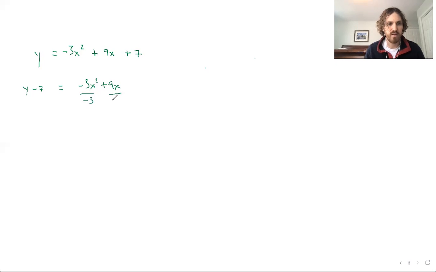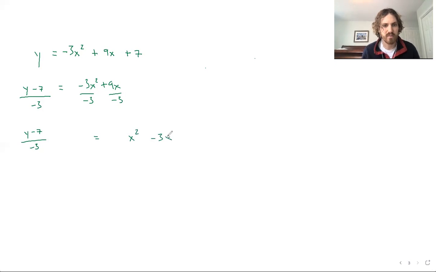Divide by -3, divide by -3, and divide this entire thing by -3, making sure my fraction bar includes the y and the -7. So now I should have y minus 7 all over -3. Do not try and simplify, just leave that, is equal to x squared minus 3x.